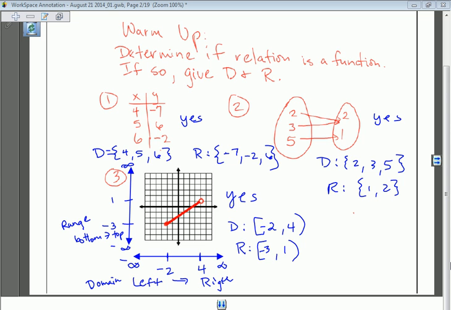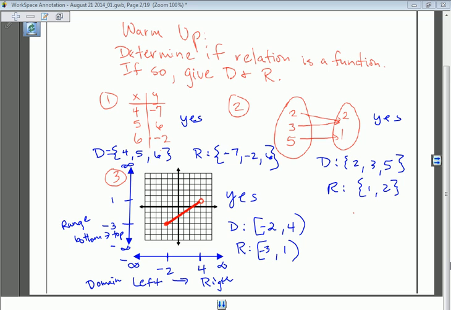Okay, so number 2, we have a mapping. All the elements of the input are mapped to the output. The domain is mapped to the range. So the domain contains the elements 2, 3, 5. The range contains 1 and 2.